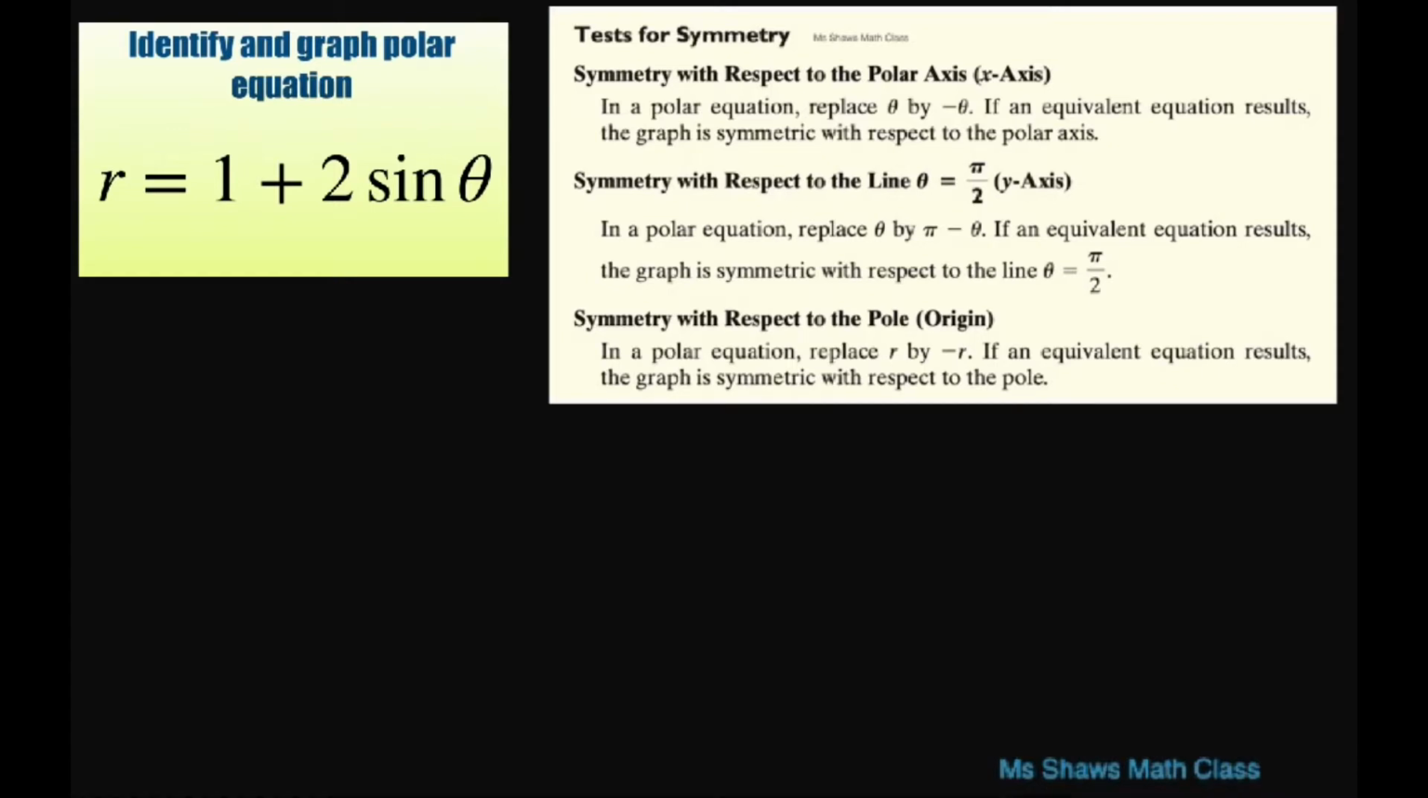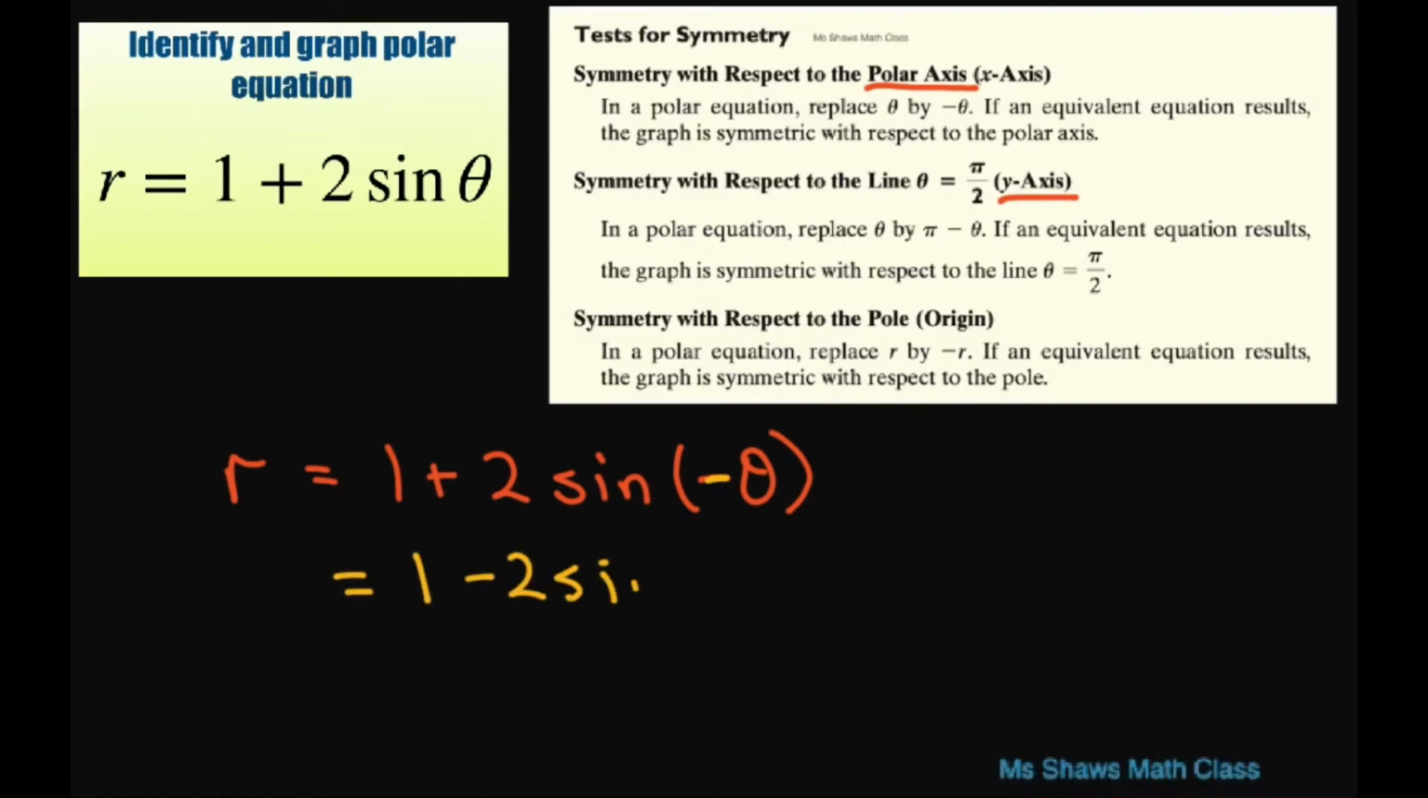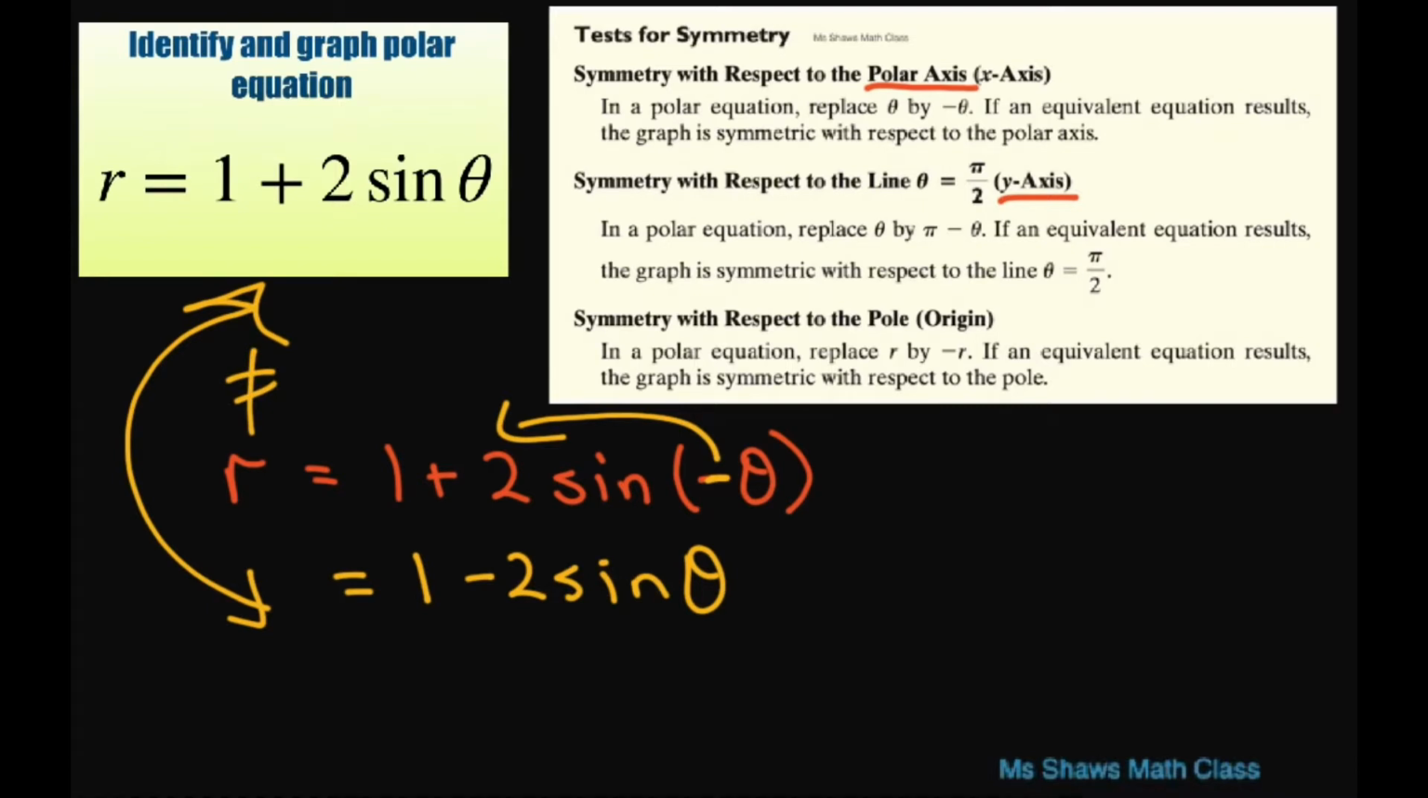It's going to make it easier to graph if we know if it's symmetric to the polar axis or to the y-axis. So let's test the polar axis first. That means we take our r and we substitute in our theta with negative theta. Basically, you're testing even odd functions on this one. So for the negative theta, sine is odd, so we're going to get 1 minus 2 sine of theta, because you can pull this negative out here. Since these two equations do not equal, that means this test fails, and our graph is not going to be symmetric with respect to the x-axis.